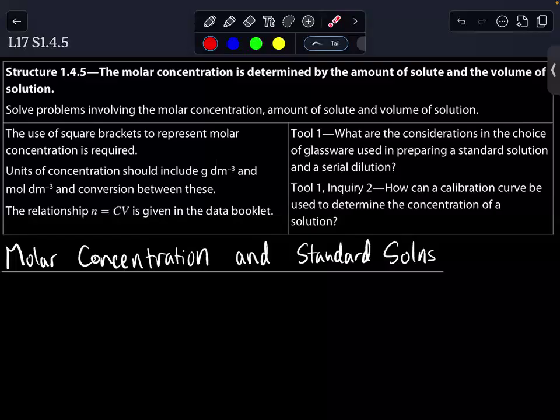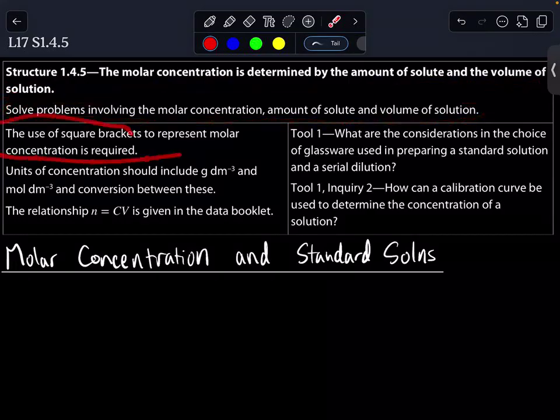Hello, y'all. Welcome to Lesson 17, Structure 1.4.5. Today, we're going to be talking about molar concentration, specifically how it's determined by the amount of solute per the volume of solution. We should, by the end of today, be able to solve problems, including involving molar concentration, amount of solute, and volume of solution.